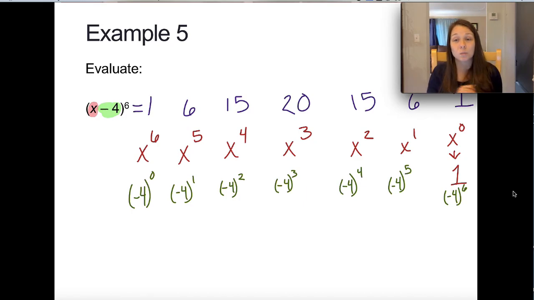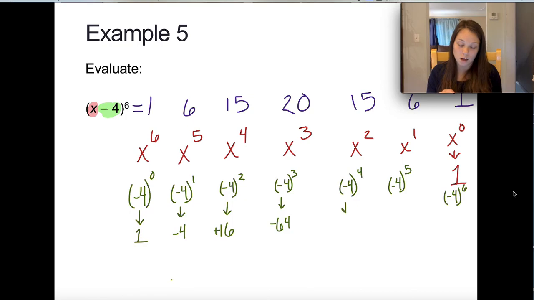Now we're going to work on simplifying this. -4 to the power of 0 is 1. -4 to the power of 1 is -4. -4 squared is a positive 16. -4 cubed is a -64. -4 to the power of 4 is a positive 256. -4 to the 5th is a -1024. And -4 to the 6th is a positive 4096.